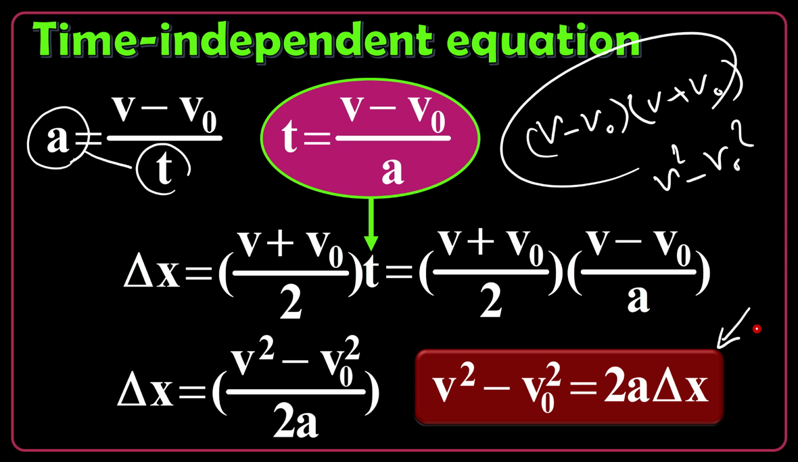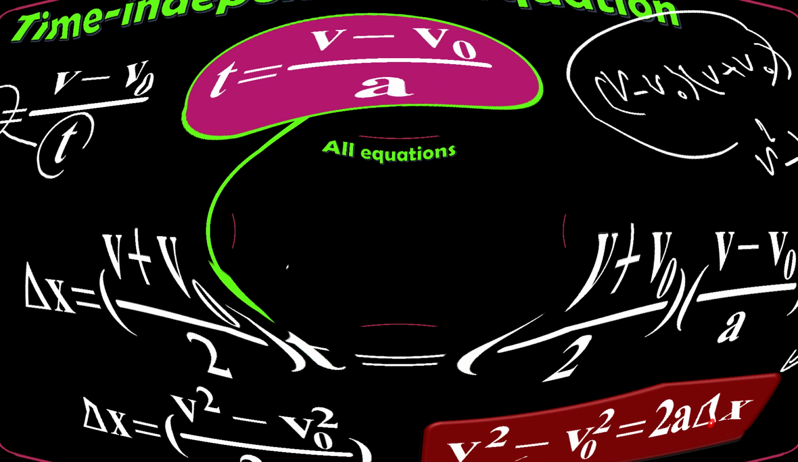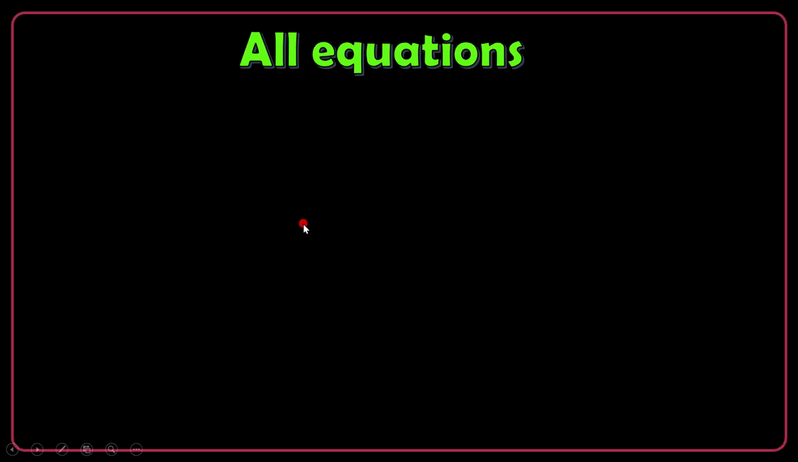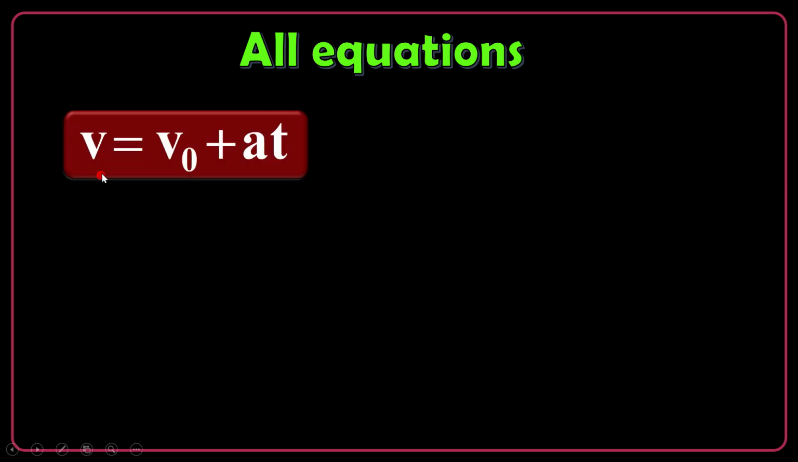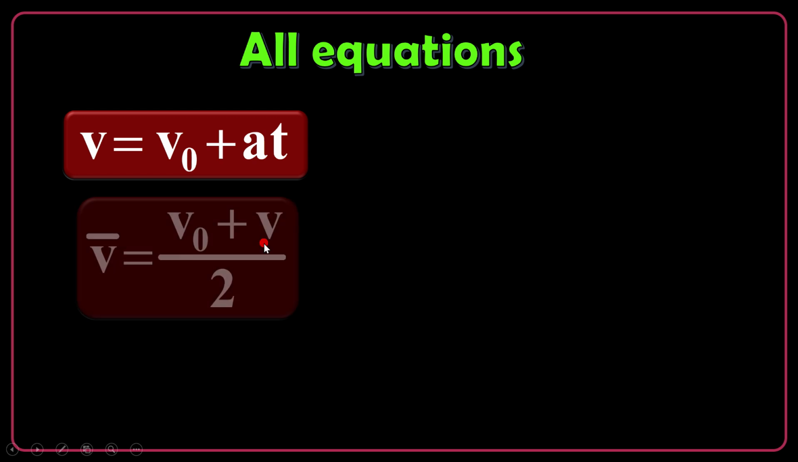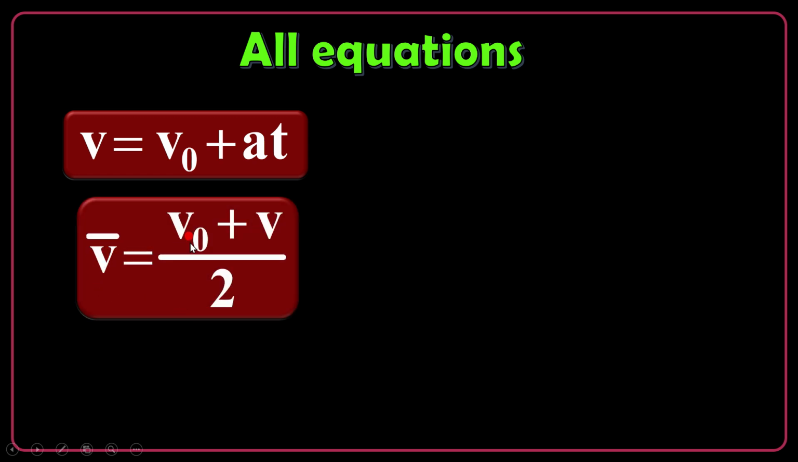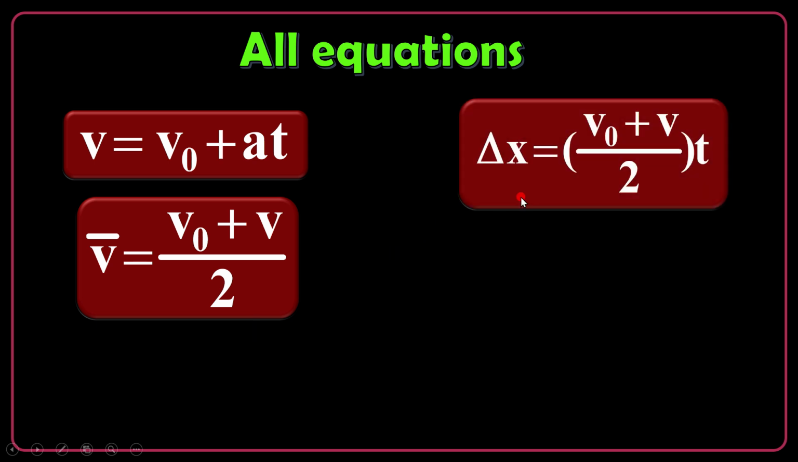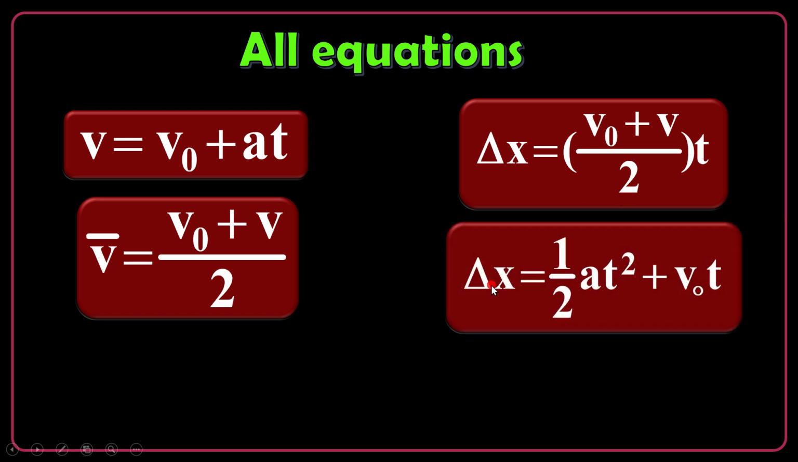So it's maybe a shortcut connecting the velocity and the displacement. Okay, let's put all equations in one page. You remember we found velocity-time: v is equal to v naught plus at, and average velocity is exactly the average of the initial and the final velocity. Delta x based on (v plus v naught) over 2 times t, and the other alternative for x(t) to be a half of at squared plus v naught t.